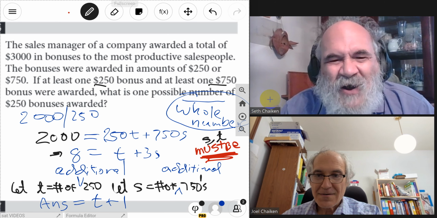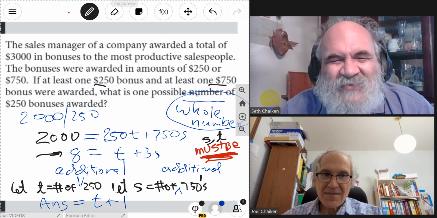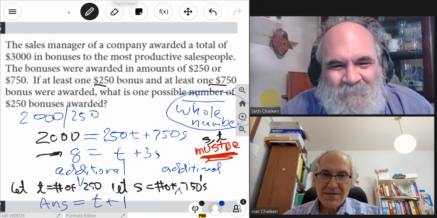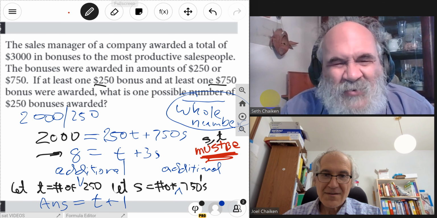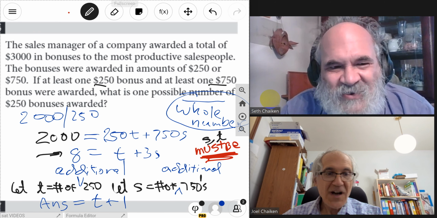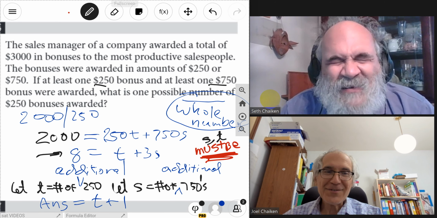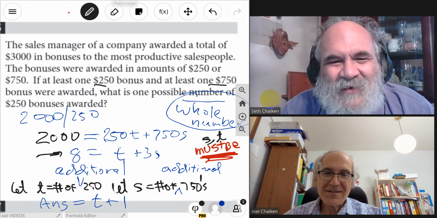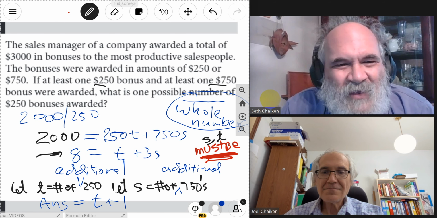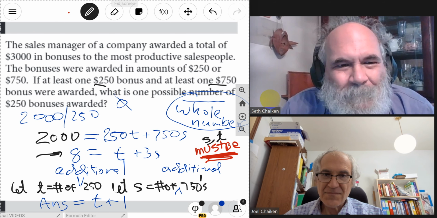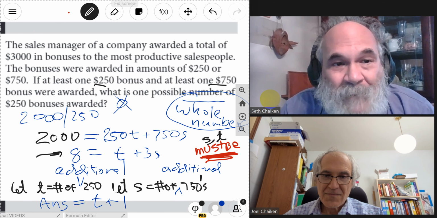Well, we're talking about what s is. The choices for s are just integers. So simpler to think, if t equals 0, is it possible for 3 times an integer to equal 8? No, of course not. Okay, so we ruled out t equals 0. What about 1?